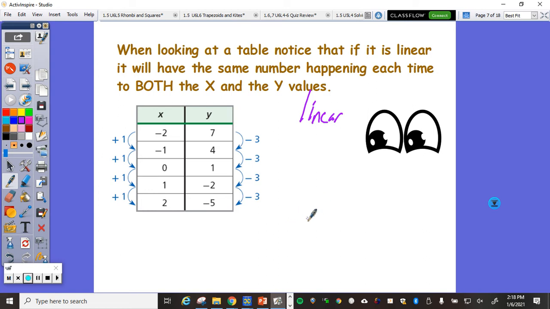Now, if it's a linear function, that line has a slope. We're going to talk more about slope, but the slope is the change in the y values over the change in the x values. What's the change in the y values for this table? -3. And the change of my x values is what? So the slope of this line is -3.